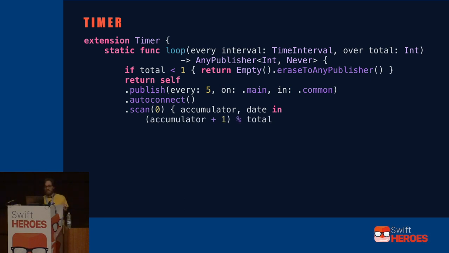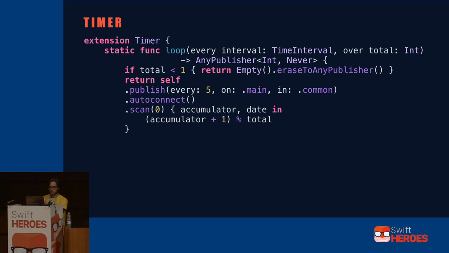So check it out. I get two values in the closure: the accumulator, which will have the same type as that little zero I put over there, and the actual value emitted from the previous publisher. So I get the date from the publisher and my starting value of zero. Then I take the previous value of the accumulator, add one, and modulo over total. So if I'm moduloing over 5 elements and I get 6, I get back to the start. From this moment on, the chain is no longer made of date values but of integer values, and that's the actual type I'm trying to emit.